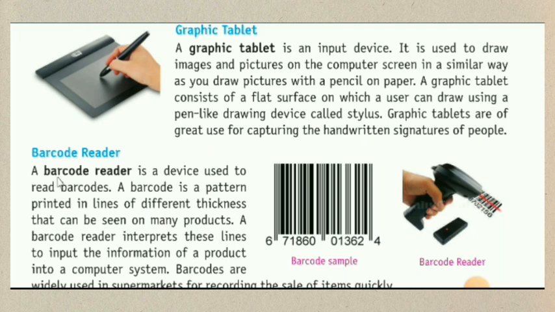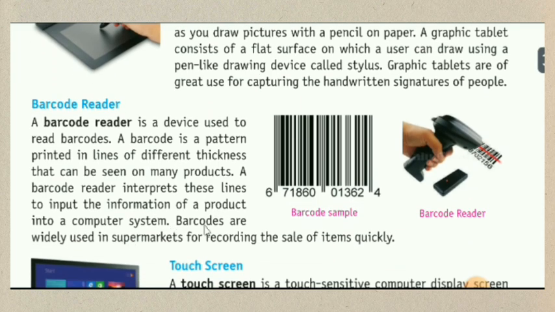Barcode reader. A barcode reader is a device used to read barcodes. A barcode is a pattern printed in lines of different thickness that can be seen on many products. A barcode reader interprets these lines to input the information of a product into a computer system. Barcodes are widely used in supermarkets for recording the sale of items quickly.